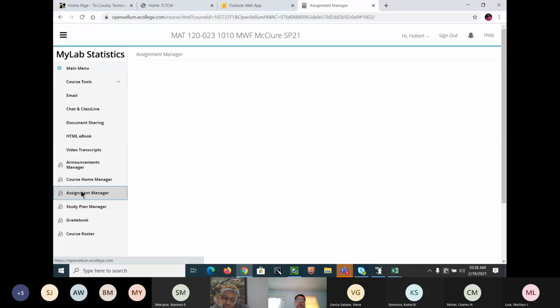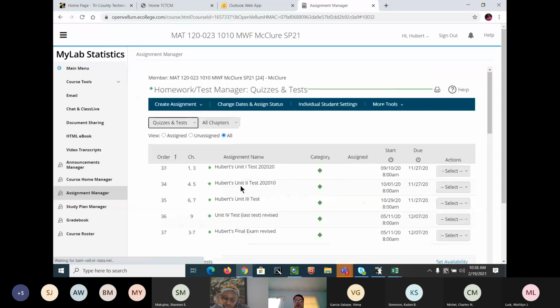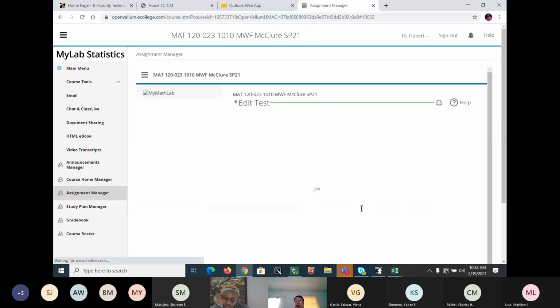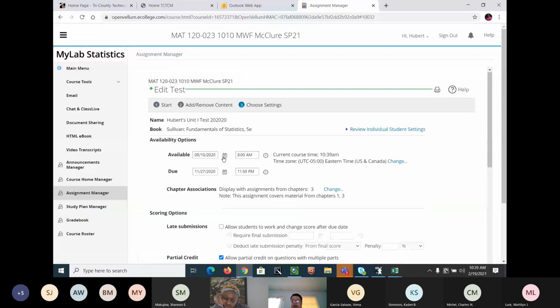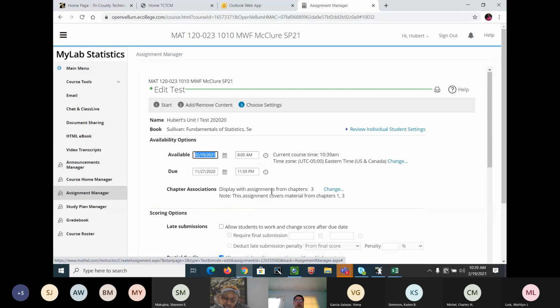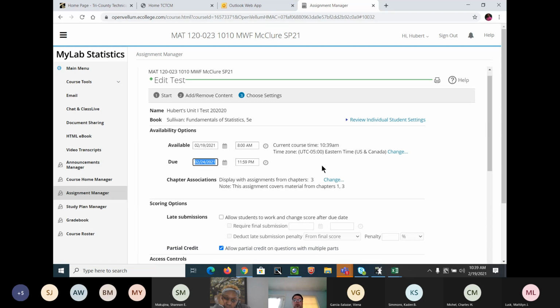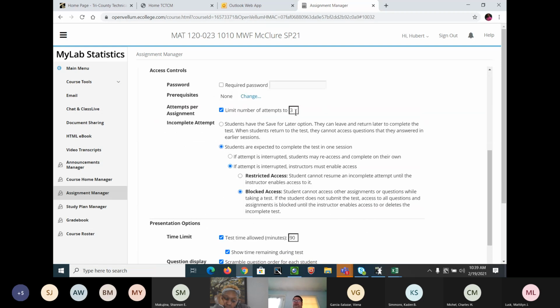So assignment manager, test, unit 1 test, settings for class. Today is the 19th of February, and I will give you until, let's see, what's today? The 24th. You have 3 attempts. The computer will take the higher of the 3. Take the highest of the 3.